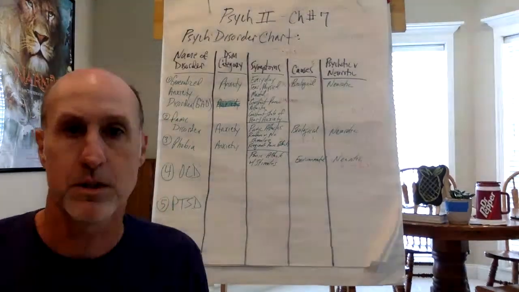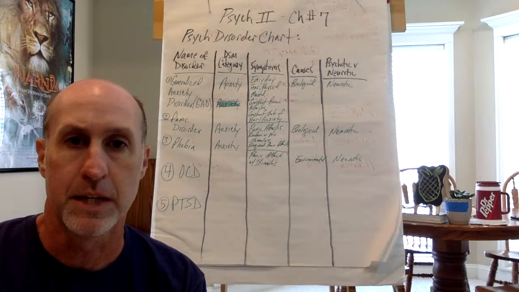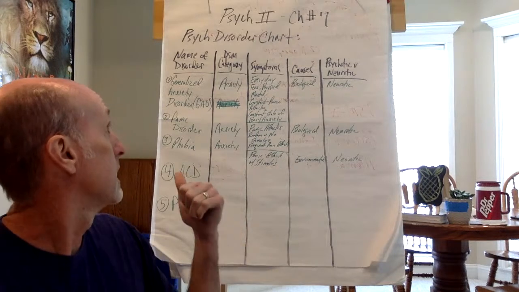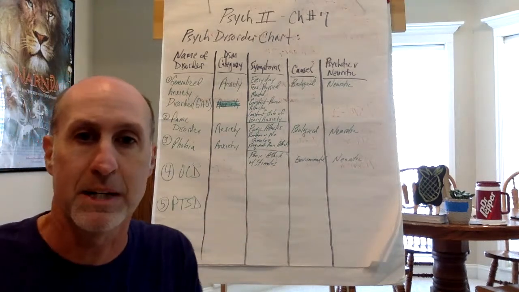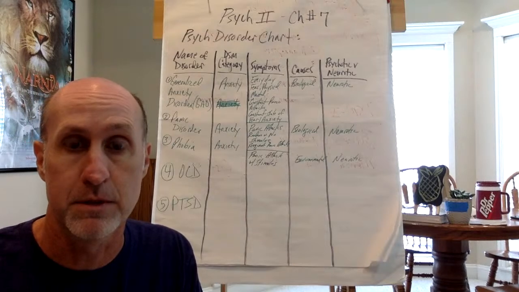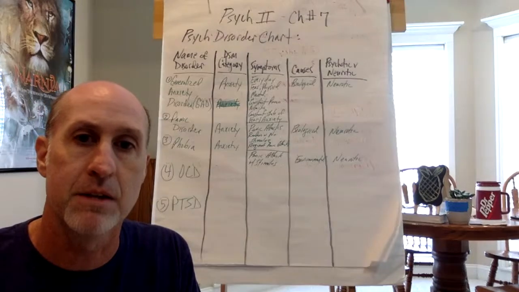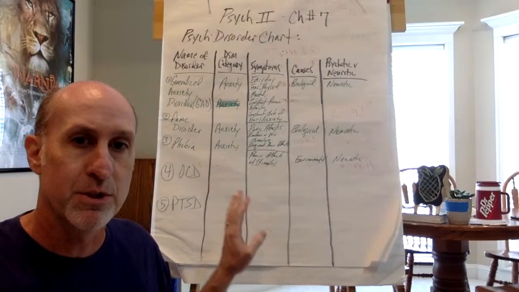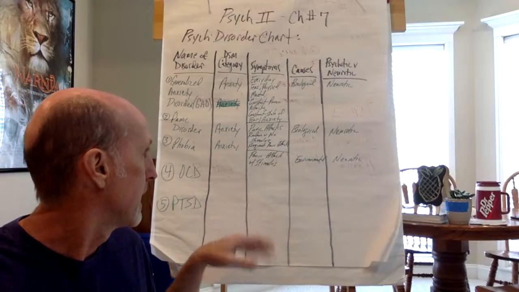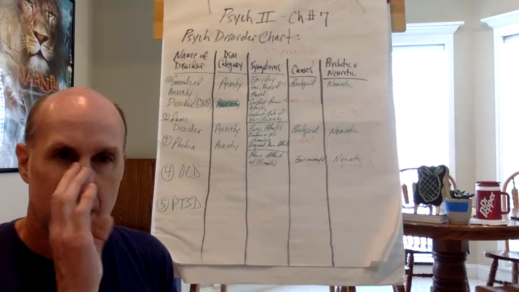So we are continuing on Chapter 7 notes covering anxiety disorders. We did 3 of them yesterday: generalized anxiety disorder, panic disorder, and phobic disorder, or specific phobias. These are all categorized as anxiety disorders in the DSM-5. Originally I was going to do 6, but we're just going to stick with 5. So I've got 2 more that we're going to do today.